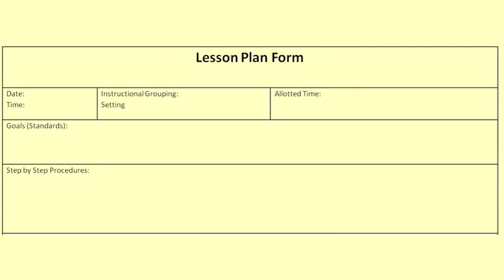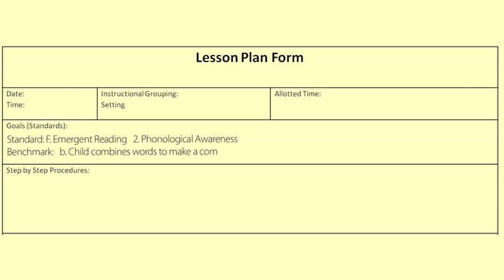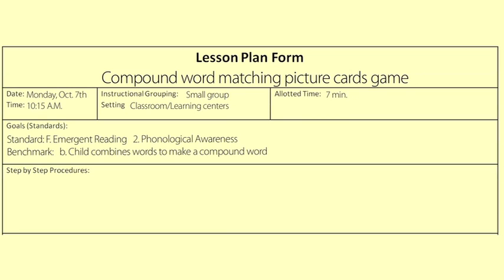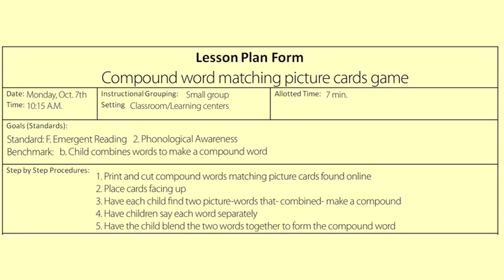Now, I'm ready to write the standard and benchmark that I wrote on my sticky notes for my activity on my lesson plan form. Don't forget to write the details of the activity, such as instructional grouping, allotted time, title of activity, and step-by-step procedures. It does not matter what your lesson plan form or book looks like. You should always show in writing the alignment of the activity, whether it's a small group, large group, or even at times an activity taking place during transitions, to the standards for 4-year-olds.